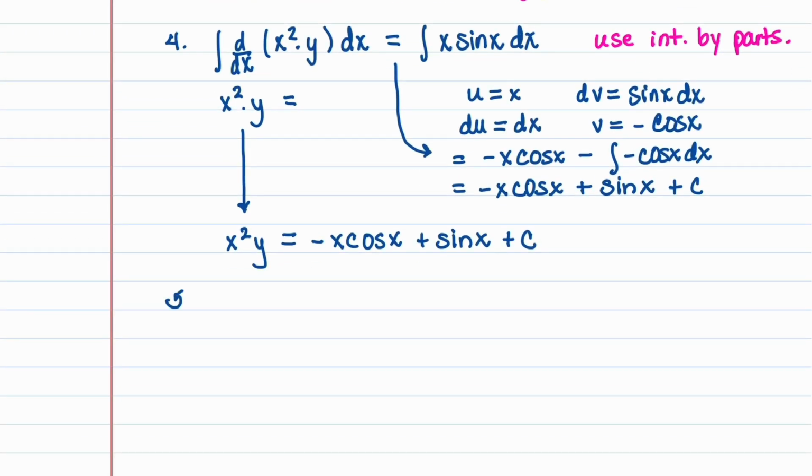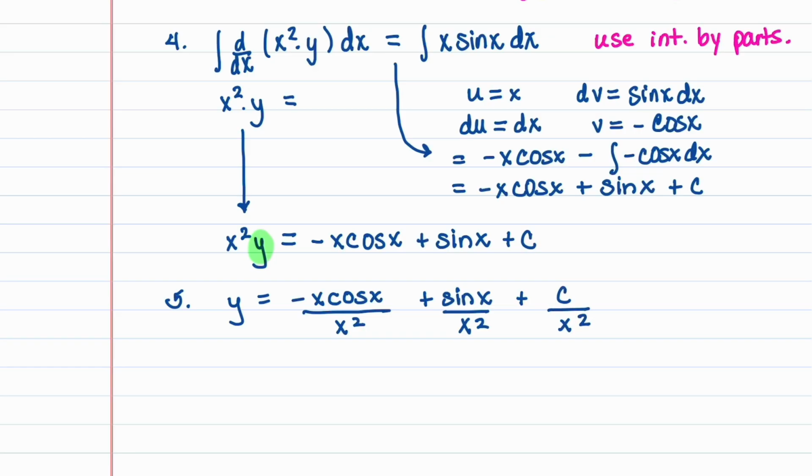Let's now go on to step 5. That's actually going to be our last step because we don't have an initial value problem. We just have a differential equation. Step 5 is that we solve for y. We're going to do that by dividing by x squared. So we have y is equal to minus x cosine x all divided by x squared plus sine x all divided by x squared. And then we can't forget to divide our c also by x squared.